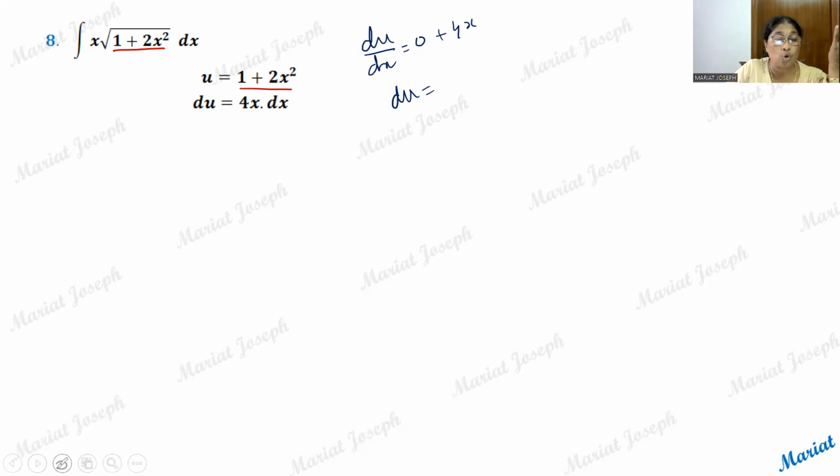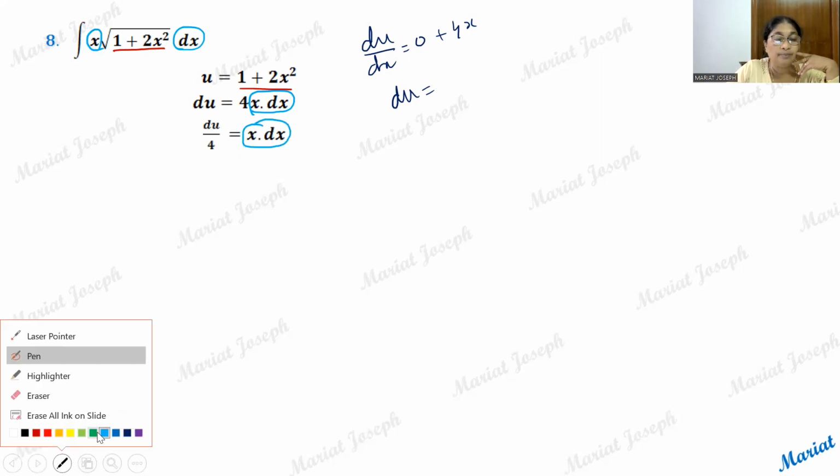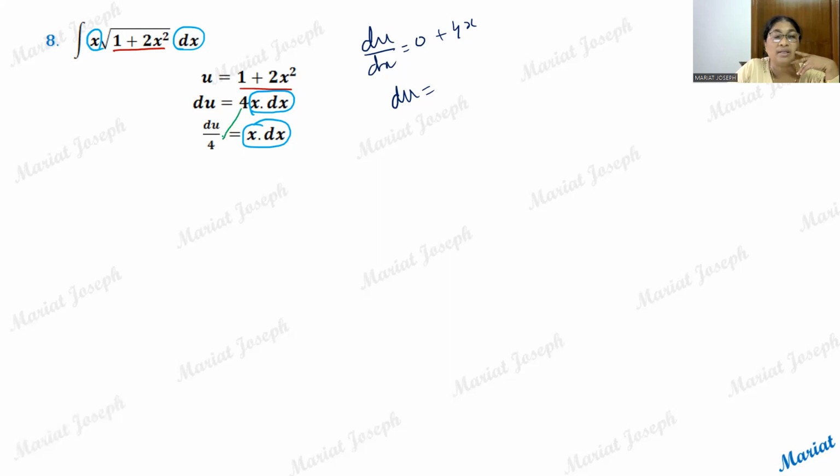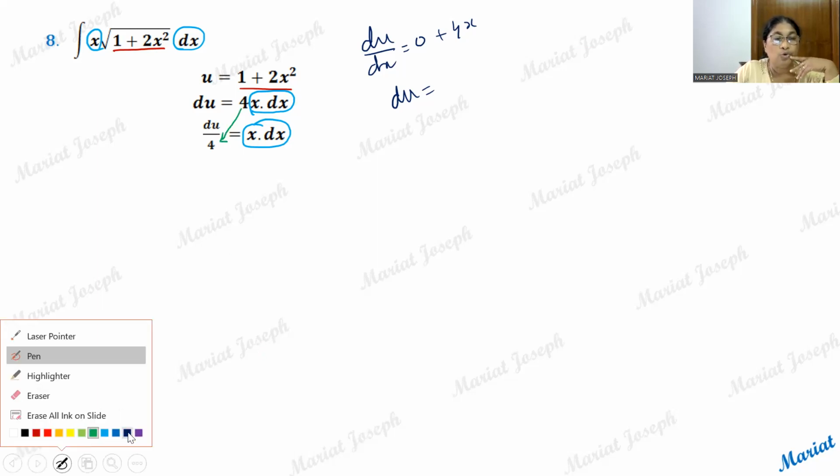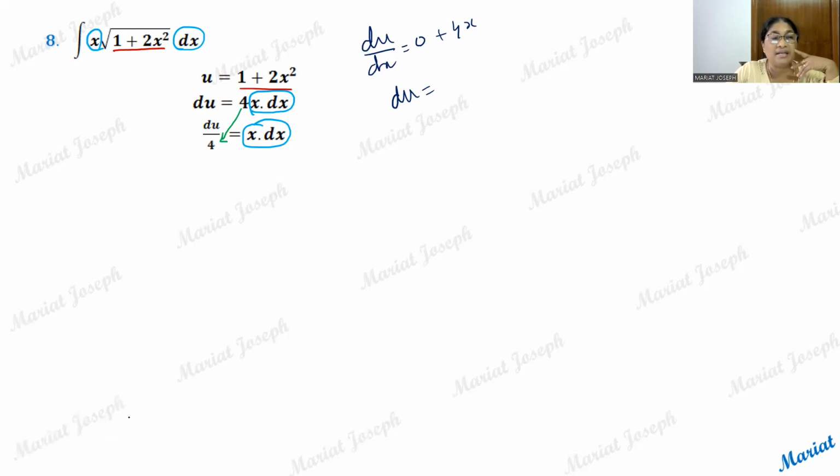We don't have 4 over there in the question. We have only x dx. Where is x dx? Here is an x and there is a dx. So we need to go for du by 4. x dx is equal to du by 4, the 4 taken to the denominator on the other side. Therefore, this integration can be rewritten as du by 4 and root u.